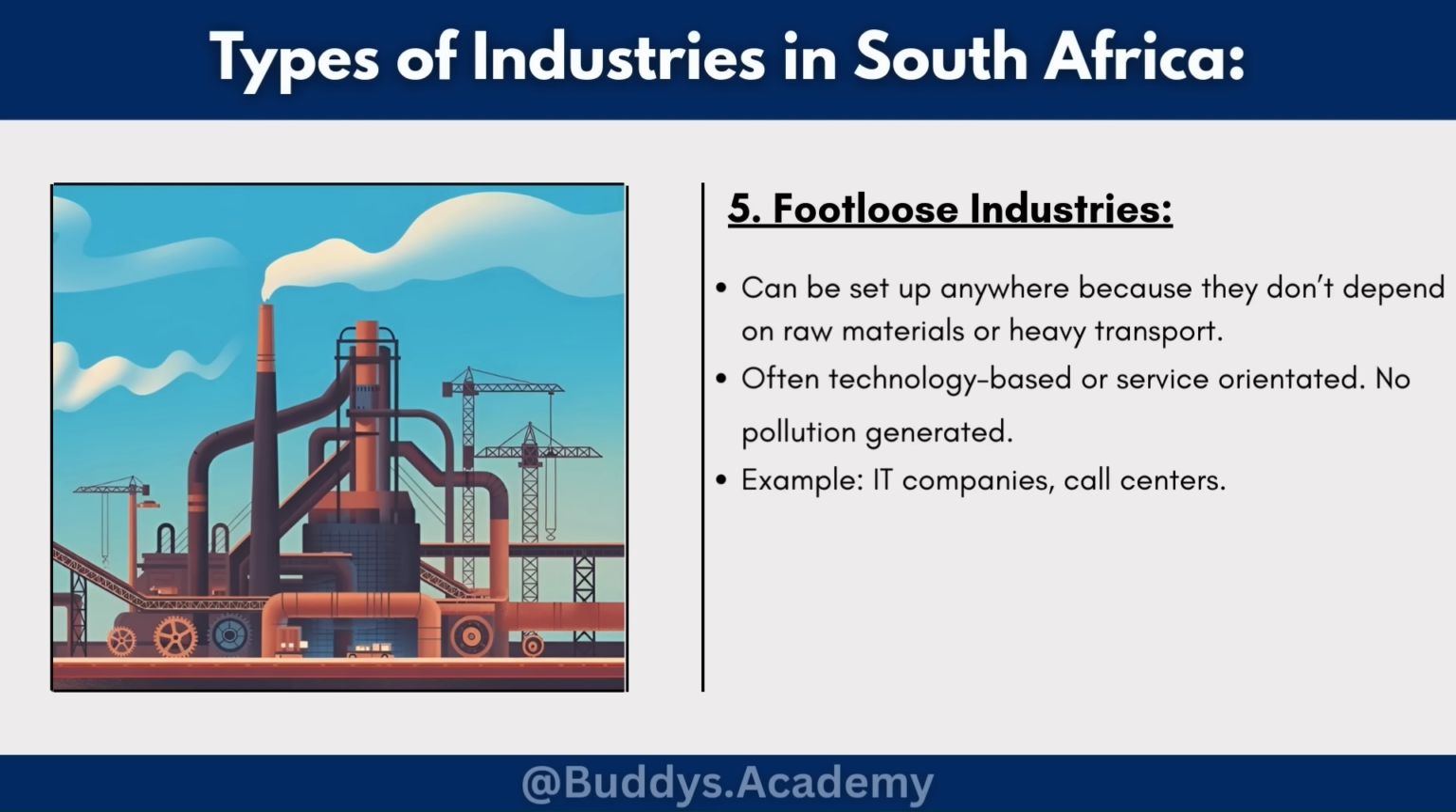Fifth would be your footloose industries. Now these can be set up anywhere because obviously they're not going to depend on any raw materials or heavy transport. That means that the location is not going to be dictated by access to materials or markets. And often these types of industries are going to be technology based or they're going to be service orientated. That means they're going to provide a service, not an actual item. And that means that no pollution is going to be generated. So an example is obviously going to be your IT companies or your call centers.